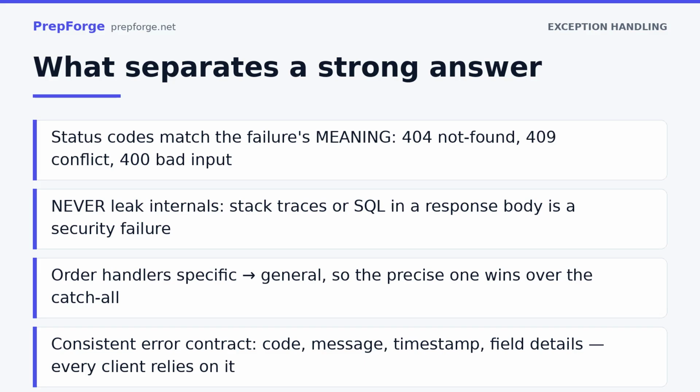Four points separate a strong answer from a mediocre one. Choose status codes that match the failure's meaning, 409 for a conflict, not a generic 400. Never leak internal details. Stack traces or SQL in a response body are a security failure, so log the real error and return a sanitized message. Order handlers from specific to general, so the precise handler wins over the catch-all, and define a consistent error contract, a JSON object with a code, message, timestamp, and field details that every client can rely on.